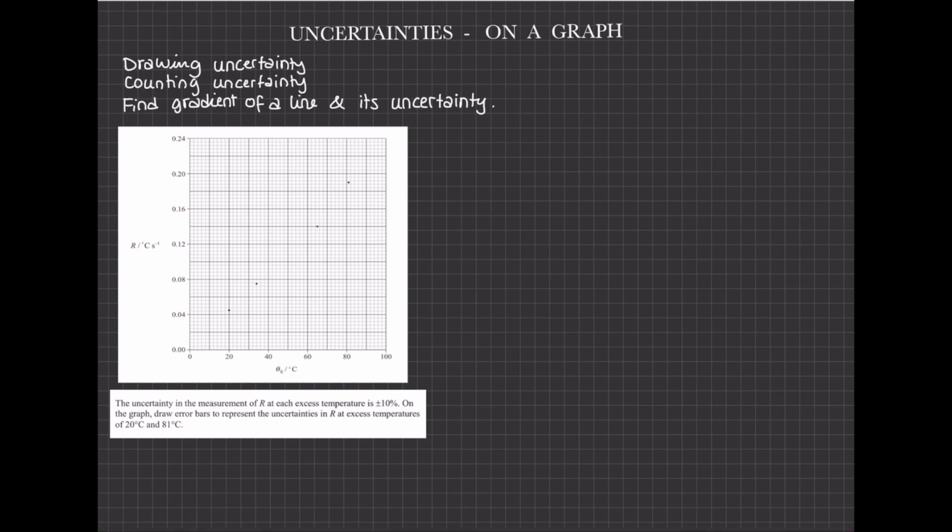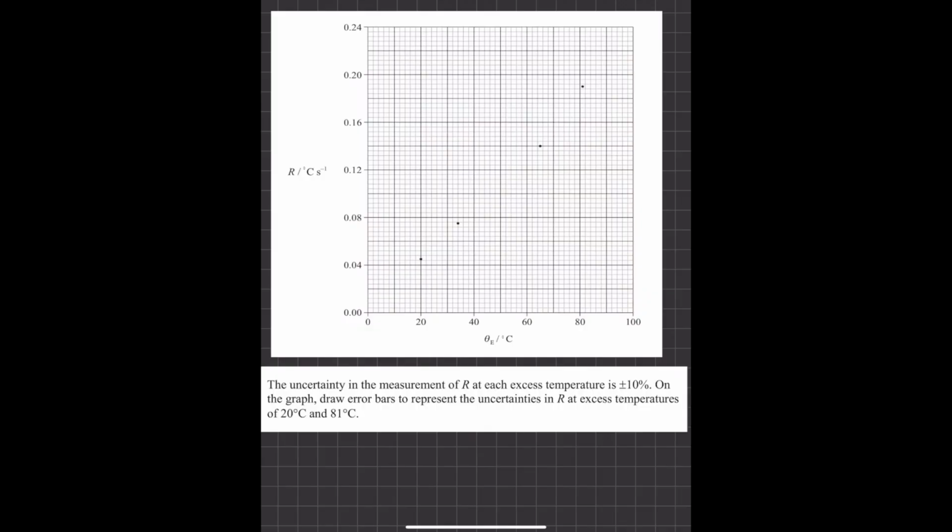Now you should learn how to draw uncertainty on a graph, how to count the uncertainty, and how to find the gradient of a line and its uncertainty. Let's start with the first thing. Alright, let's take the first example. The uncertainty in the measurement of R at each excess temperature is 10%. They gave us the percentage, the fractional percentage uncertainty.